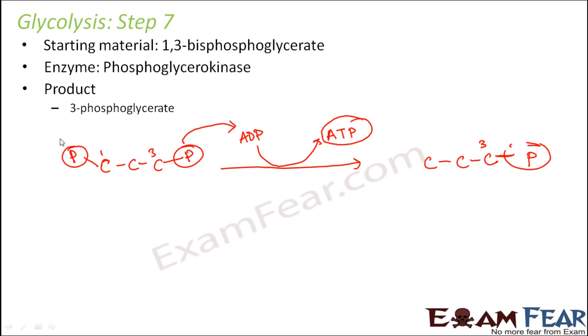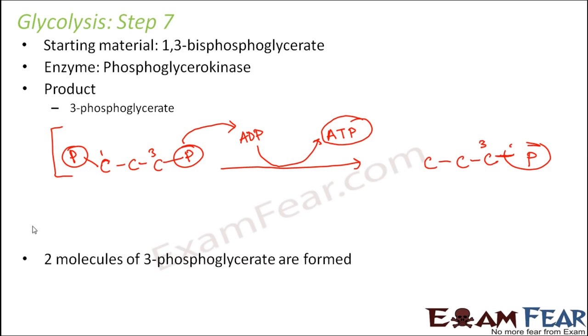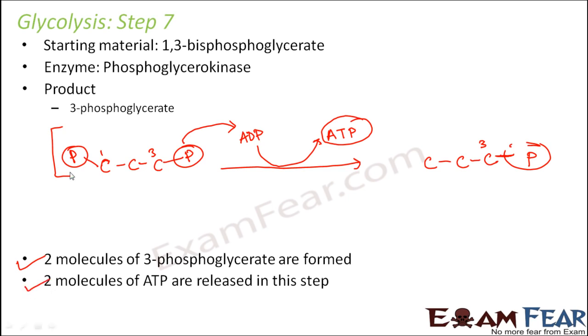Now again here, in step 6, the product was 2 molecules of bisphosphoglycerate. So this step will get repeated for both the molecules of bisphosphoglycerate. Therefore, 2 molecules of 3-phosphoglycerate will be formed. Again, 2 molecules of ATP will be formed because this entire step will get repeated twice.